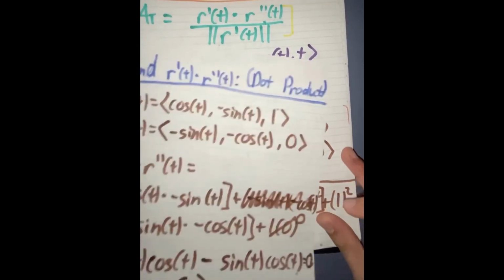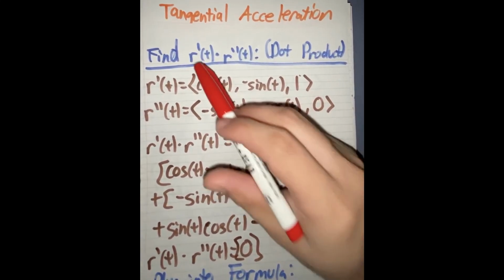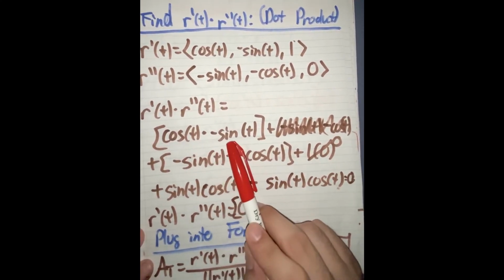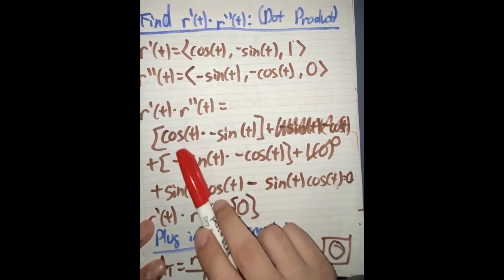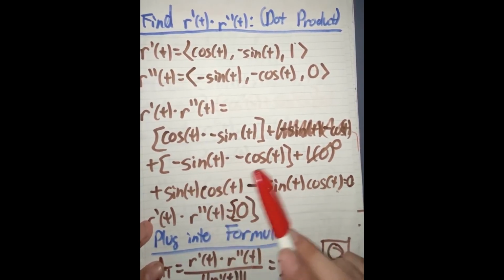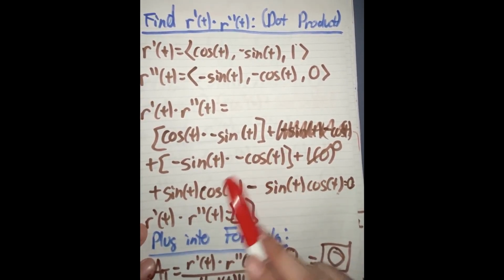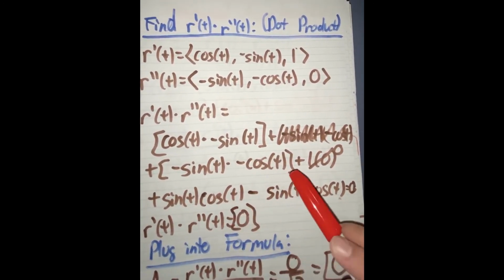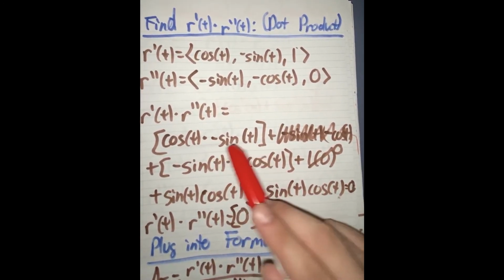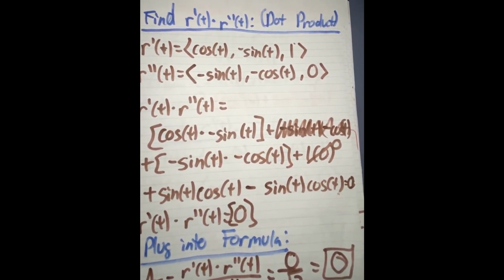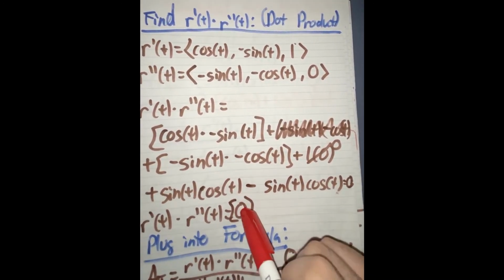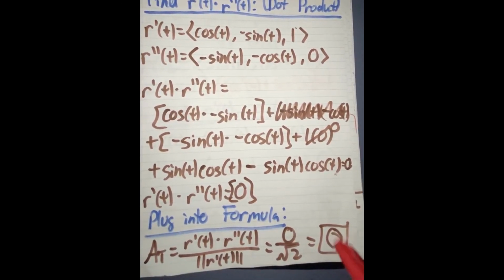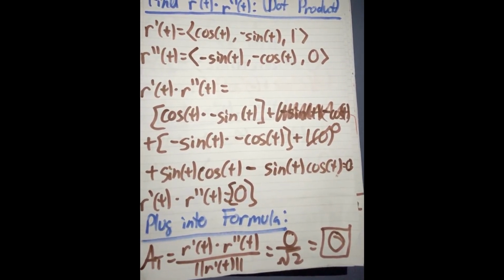From here, we took the dot product of r prime of t and r double prime of t, and we noticed that negative sine, cosine, positive sine, cosine, which means they're alike terms, which means we can add them together. So plus sine t cosine t minus sine of t cosine t is equal to 0. And then we plugged into the formula, 0 divided by negative the square root of positive 2. And we get 0 as our final answer.